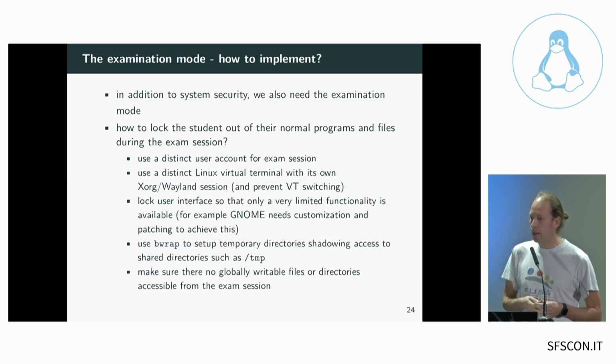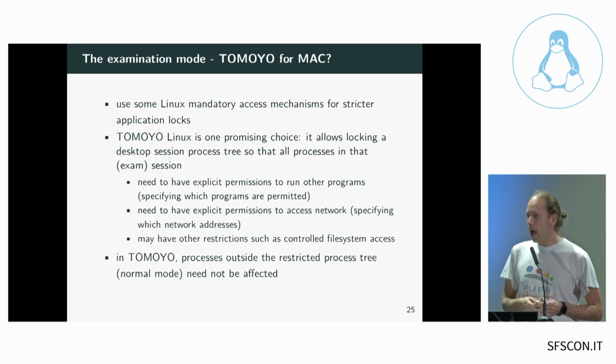We could use BRAP, for shadowing access to shared directories. And we could also use some mandatory access mechanism. One example is Tomoyo Linux, which is a 15-year-old technology that it appears that almost nobody uses, but it looks promising for this because it can be used to set up a restricted process tree, which is a separate process tree, and a normal process need not be affected.